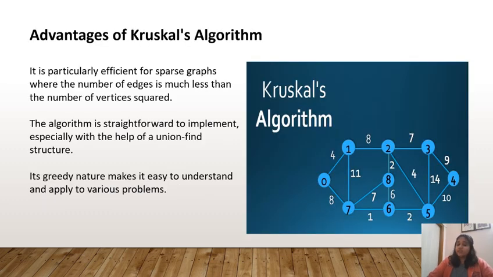What are the advantages of Kruskal's algorithm? When is Kruskal's algorithm better than Prim's, and what can we gain from it? It is particularly efficient for sparse graphs, where the number of edges is much less than the number of vertices squared. The algorithm is straightforward to implement, especially with the help of the union find structure. Its greedy nature makes it easy to understand and apply to various problems, such as those we face in network connections.